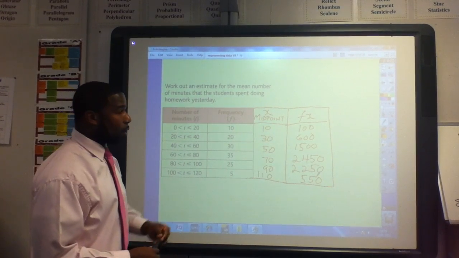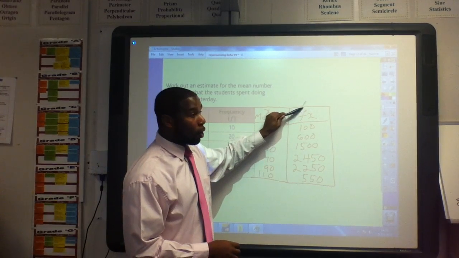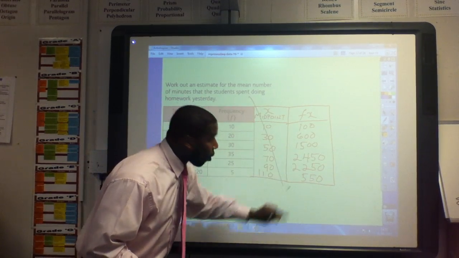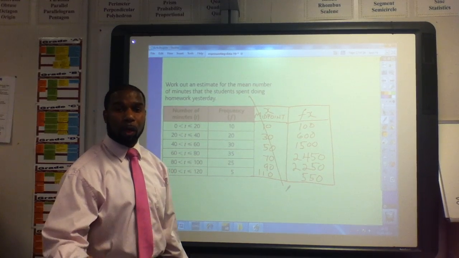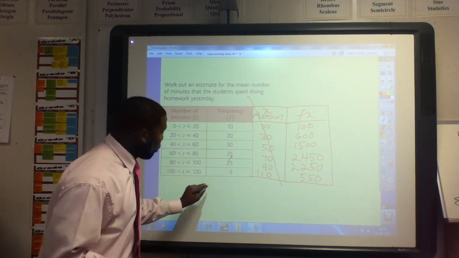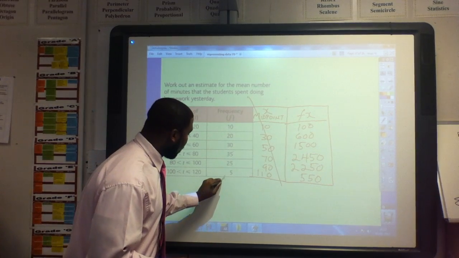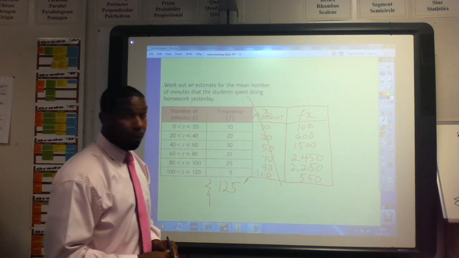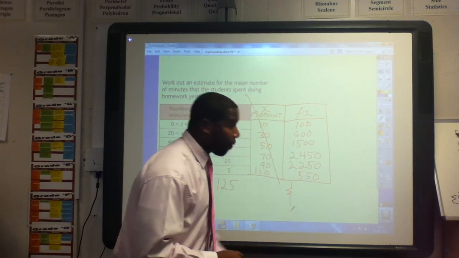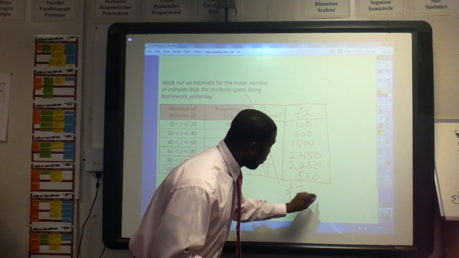The next thing we must do is find the sum of the frequency, and also the sum of Fx. Now, we do not need the midpoint anymore, so I'm just going to put a line through it to avoid confusion. The sum of the frequency, and we use this symbol to represent sum of, when you add these, you get 125. Sum of Fx, I'm going to use the symbol here again for the sum of, and Fx will be 7,450.